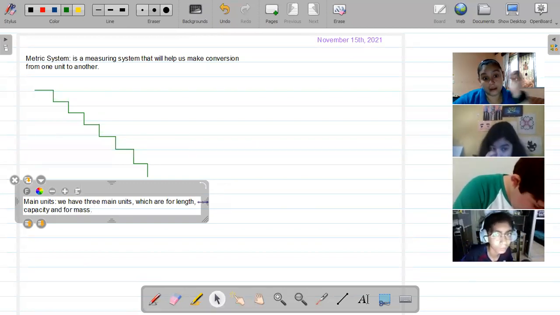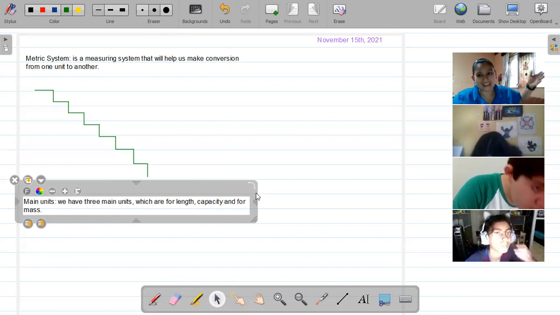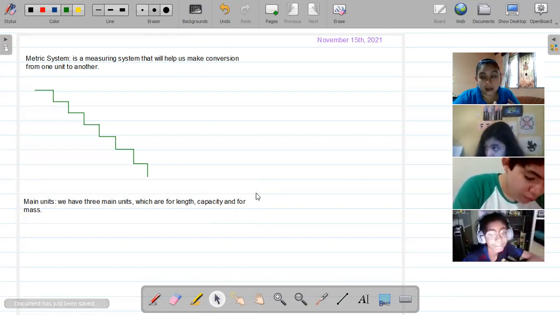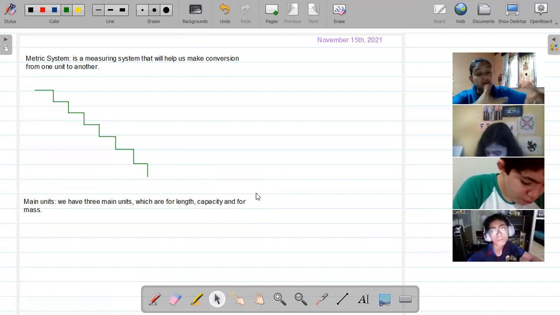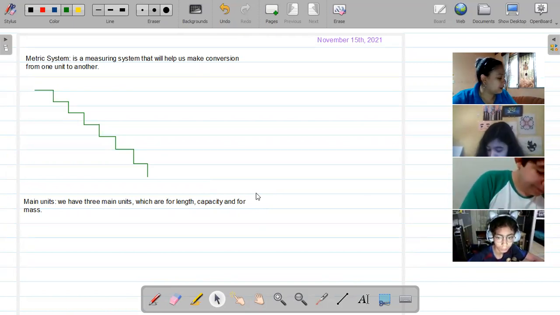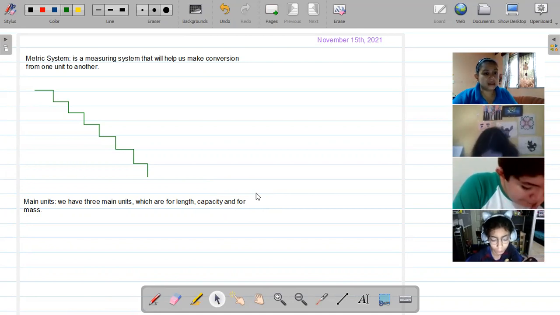Now length is a measurement that you would use for a specific distance. Okay, length is for distance. Capacity is for amount that can fit in a container, any type of container. Okay, that's capacity. And liquid, usually it's liquid, and mass is for the amount that can be contained in a container, but solid. That's the difference. One is liquid and the other one is solid.